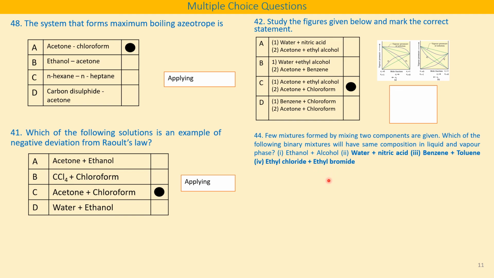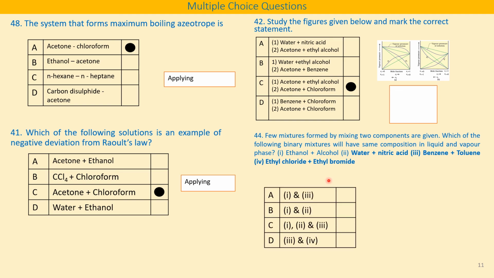So, four options are given and you are to identify which will have the same composition both in liquid and vapor phase. Option A, that is mixture 1 and mixture 3. Option B, mixture 1 and mixture 2. And option C, mixture 1, 2 and 3. And option D is 3 and 4.